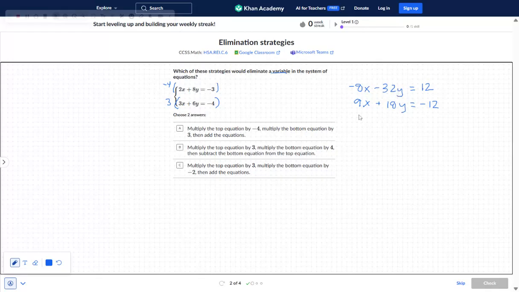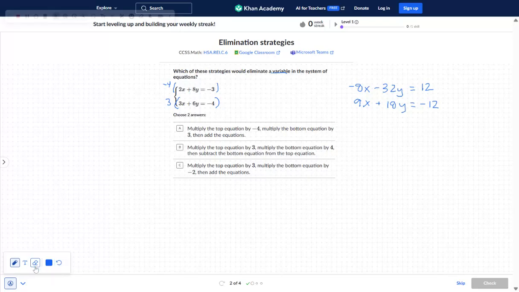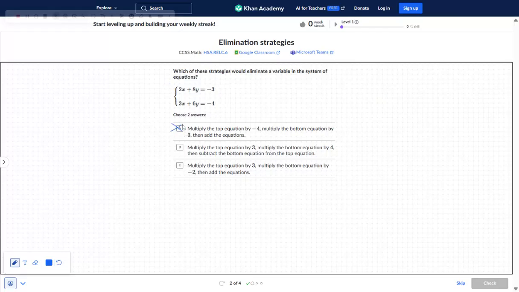Our goal is to eliminate a variable, unless I did that wrong. I'm not seeing the same coefficients, but the constants would cancel, but that's not our goal. We want to cancel a variable. So this one might not quite work. Is everybody clear? Of course not. I gotta erase everything. Please hold. Okay, so it looks like A is a no-go.